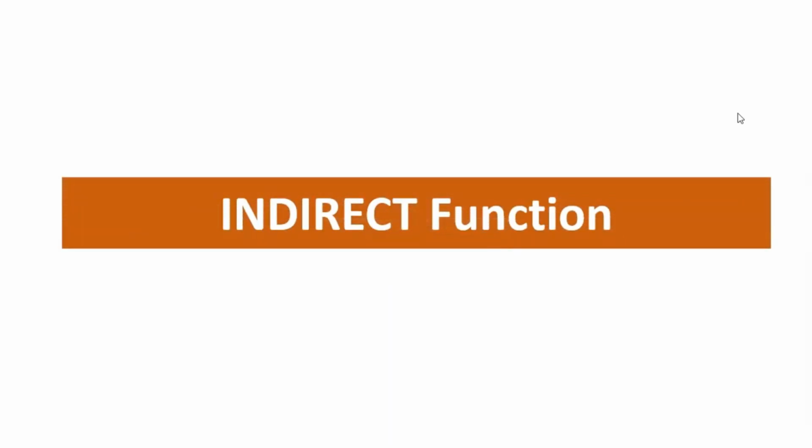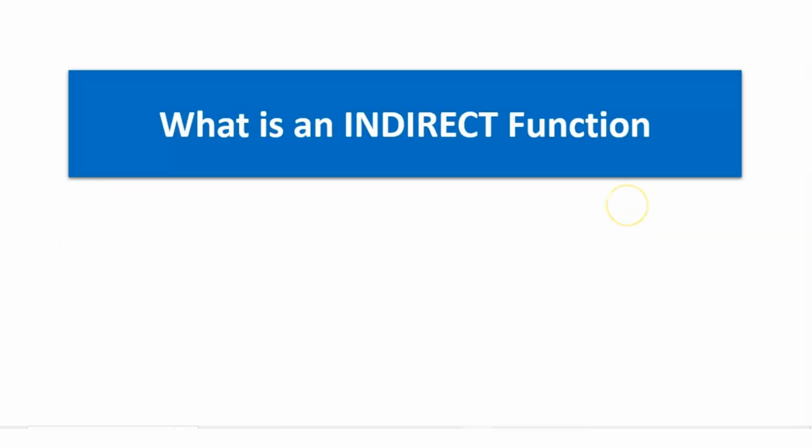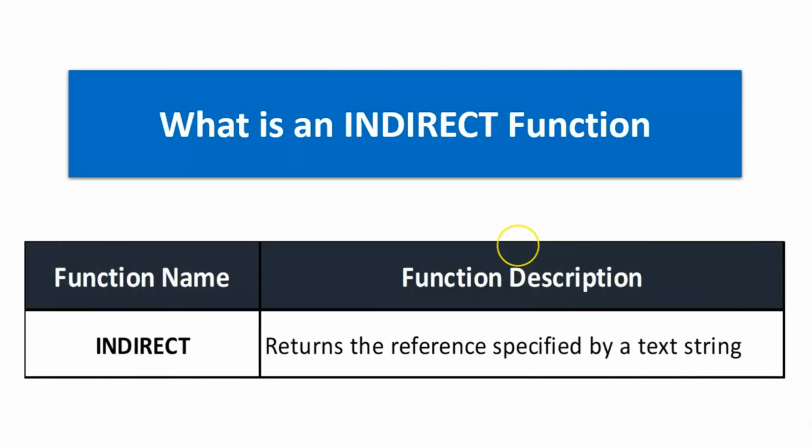In this session, we will discuss the INDIRECT function. Let us now discuss what an INDIRECT function is. An INDIRECT function returns the reference specified by a text string. It is a very powerful tool which might look confusing initially, but once understood can really be helpful.